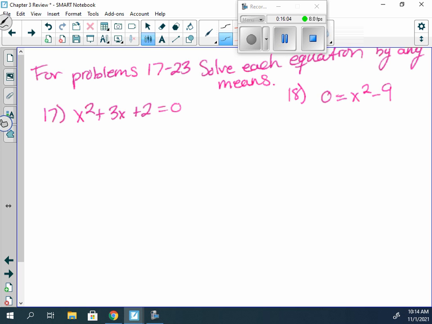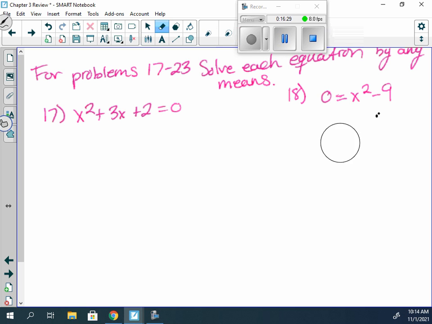Graphing was the first one. The next one was, because we did it for 1 through 12, factoring. We also had the square root method, completing the square, or the quadratic formula. Because really, if you're using completing the square, number 18 would be, because we don't have a middle term.